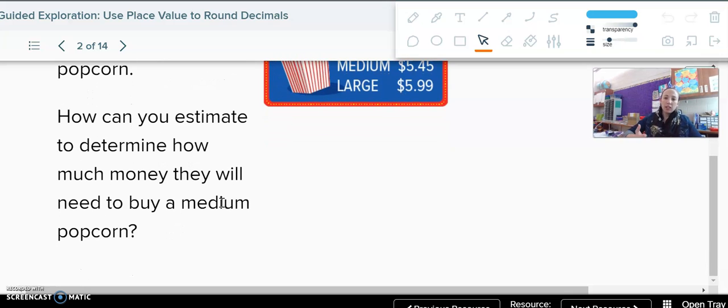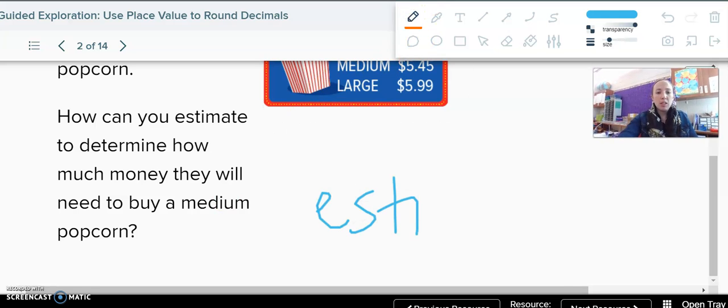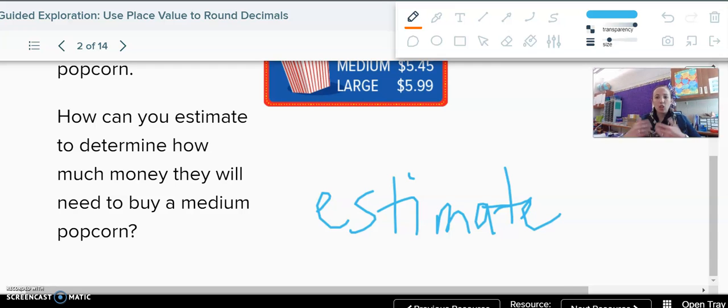Well, estimating, one way we can do that is just by rounding. So on your notes, if I want to, you can write "estimate." If I want to estimate the value of a decimal, I can use rounding. It's a very good use for rounding if I want to say, about how much is it?